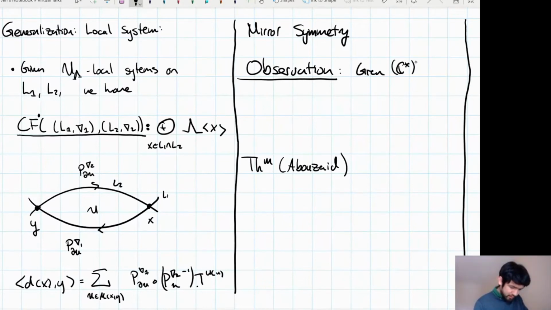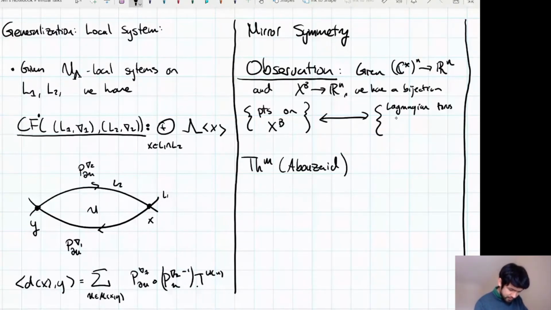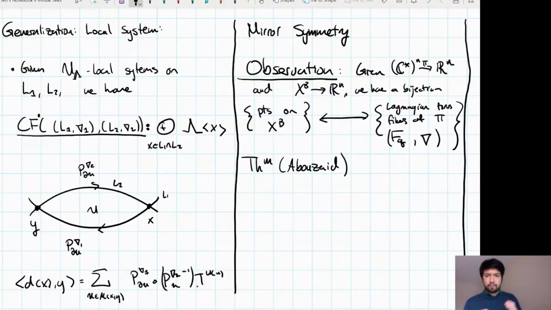Given C star to the n, Rn, and we had this space XB to Rn, we have a bijection between the points on XB and the Lagrangian torus fibers of pi FQ, additionally equipped with a U1 local system. Okay, so let's unwind what this is saying.